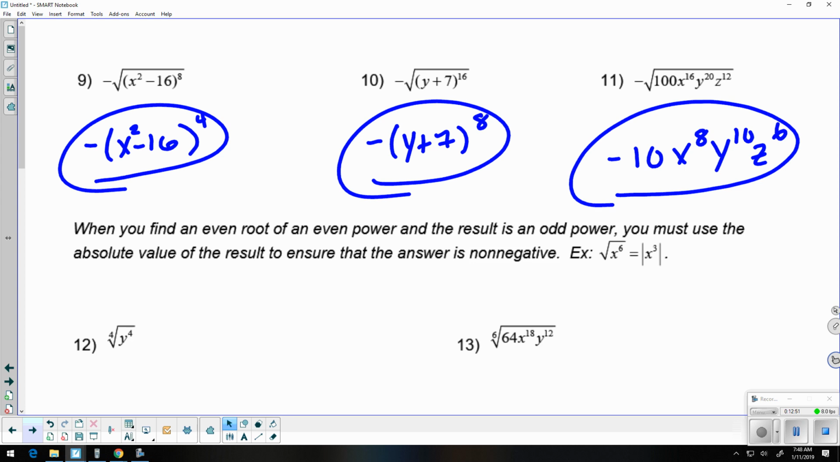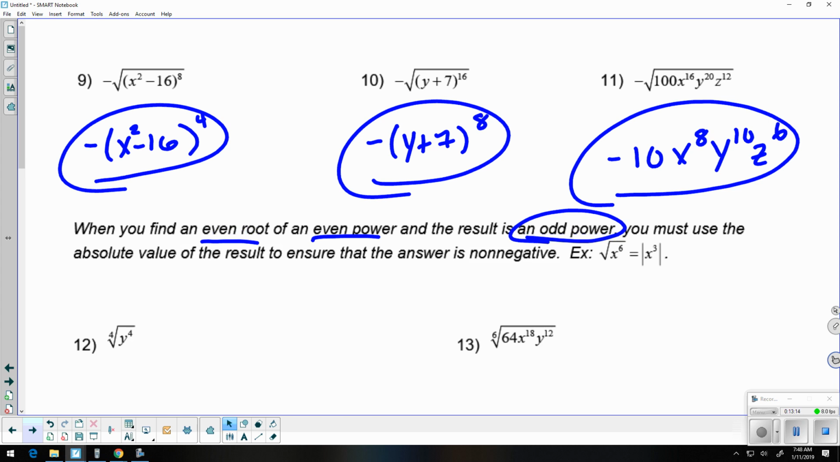All right? The next part says when you find an even root of an even power and the result is odd. Okay, let me break this down. So again, even root of an even power, but the result is odd. You must use the absolute value of the result to ensure that the answer is non-negative. Okay, so here's an example.